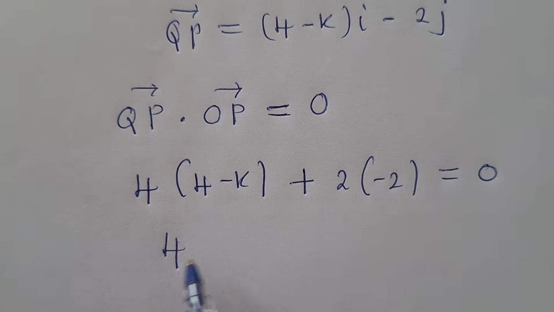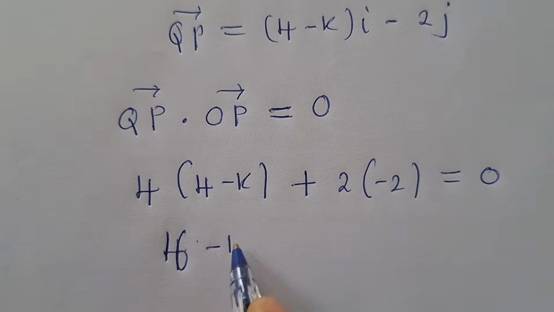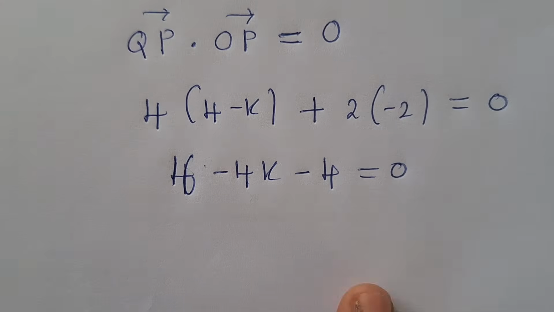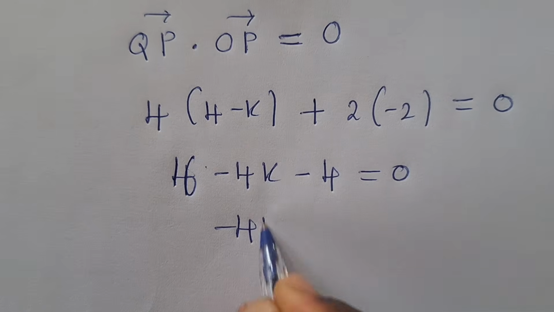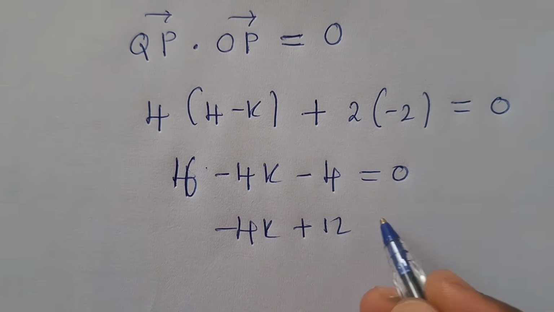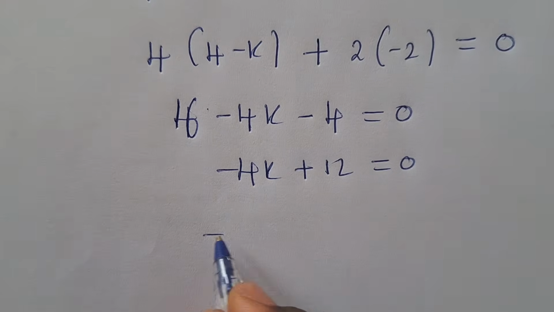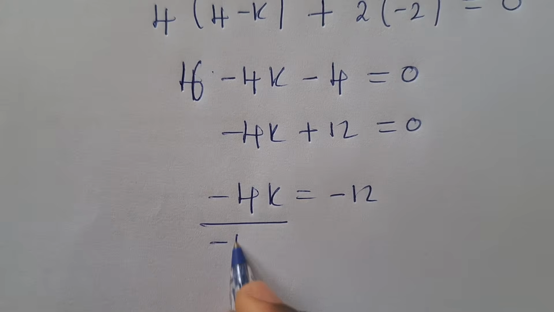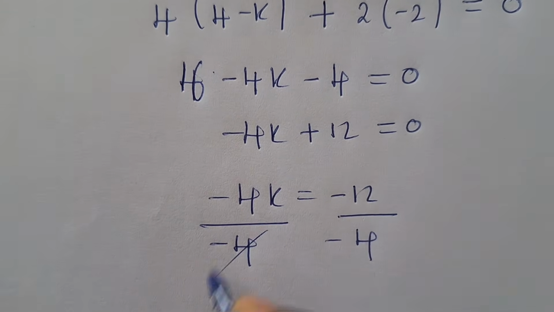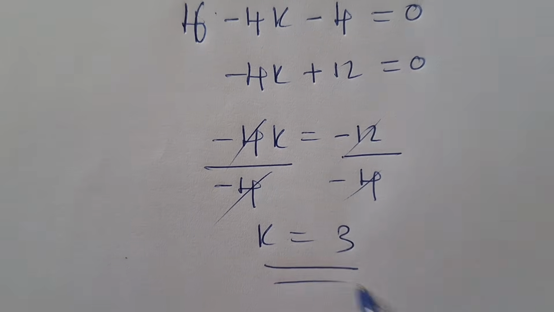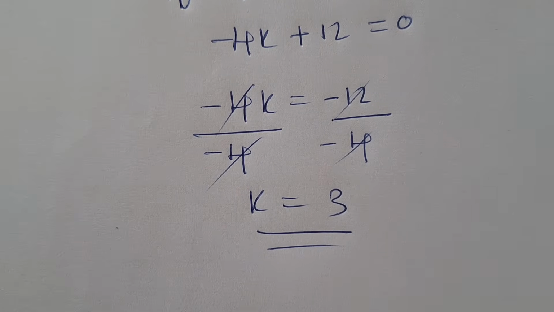So when we simplify, this is 16 minus 4k minus a 4 is equal to 0. Negative 4k plus, here it's a 12, 16 minus 4 gives us 12, is equal to 0. Negative 4k is equal to negative 12. Divide by negative 4 on both sides. This and this will go. The value of k will be equal to 3. So the value of k is equal to 3.